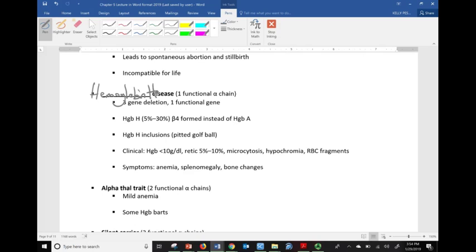And it says on the little section here under hemoglobin H disease that hemoglobin H inclusions make the red cell look like pitted golf balls. You know how golf balls have those little divots in them? That's what their red cells will look like in a patient who has this. And that's a good thing to remember.